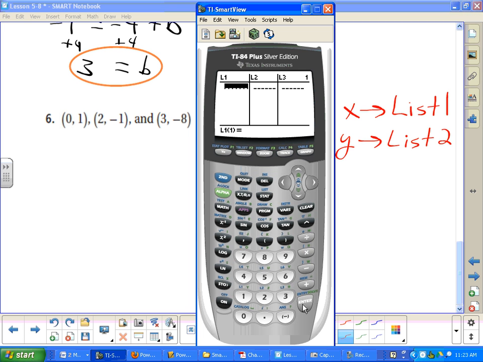So we put in the x's first: 0, 2, and 3. Those go in list 1 because those are my x values. And then put 1, -1, and -8 in list 2, my y values. And make sure that they match up. All right? 0, 1; 2, -1; 3, -8. If they don't, this won't work right.